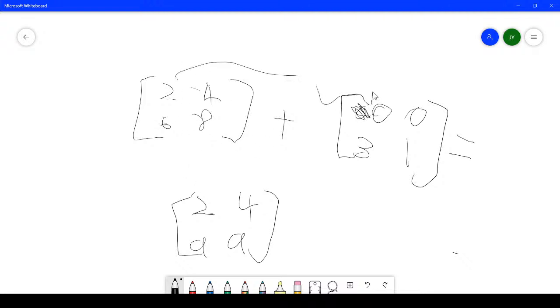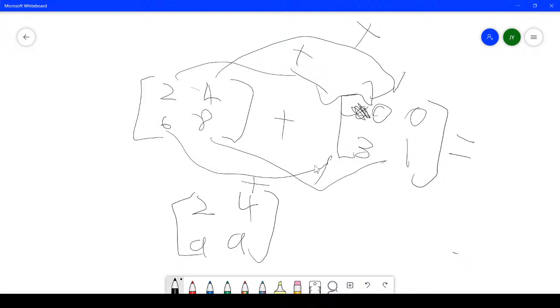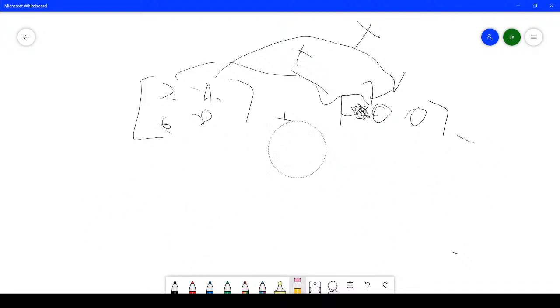You add 2 to 0. You add 4 to 0. You add 6 to 3. And you add 8 to 1. You get this. It's the same for subtraction as well.